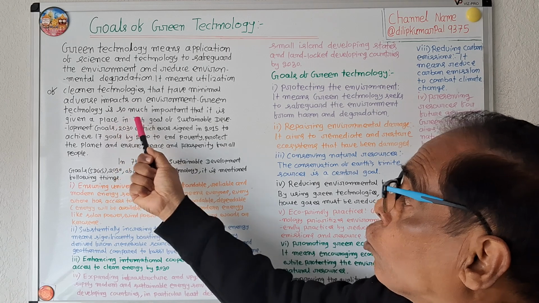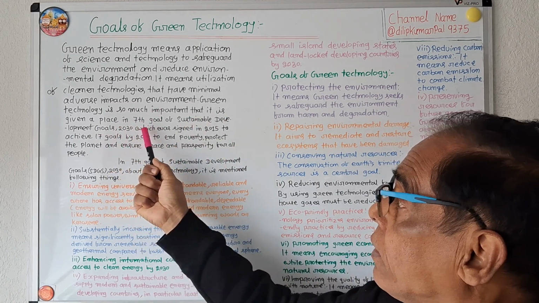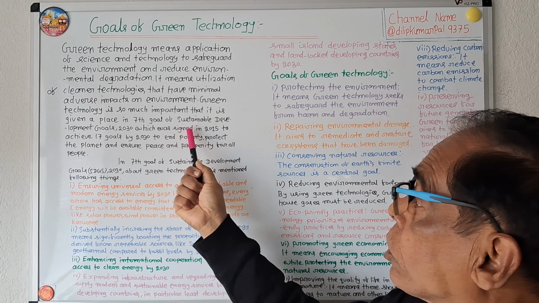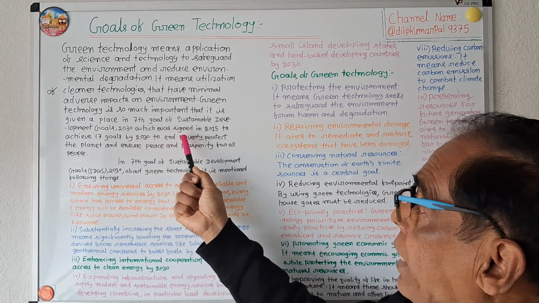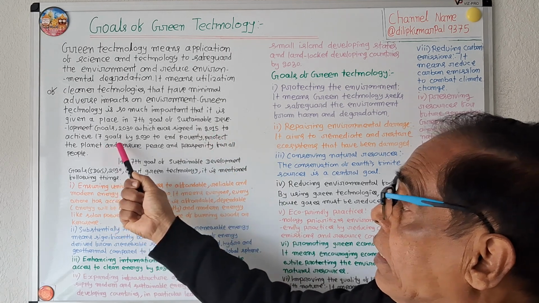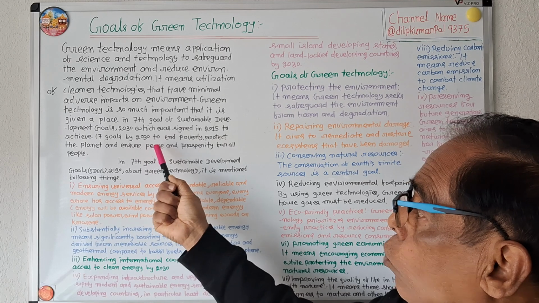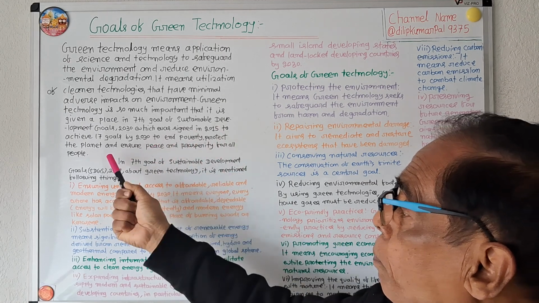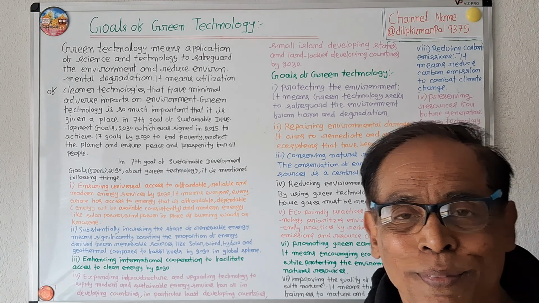Green technology is so important that it is given a place in the 7th goal of the Sustainable Development Goals 2030, which was signed in 2015 to achieve 17 goals by 2030 to end poverty, protect the planet, and ensure peace and prosperity for all people.